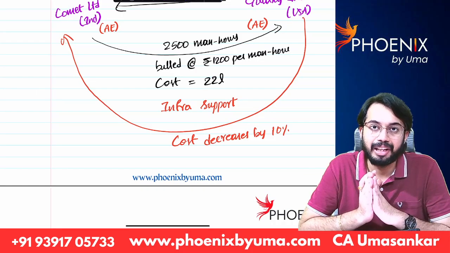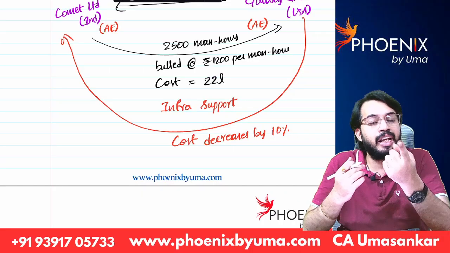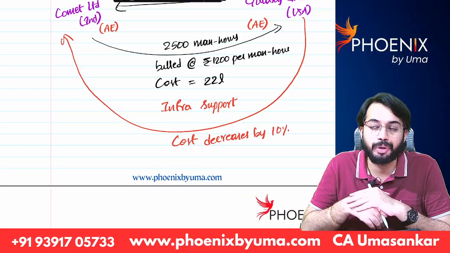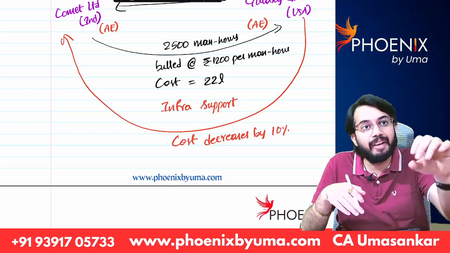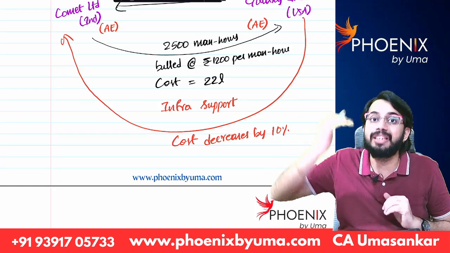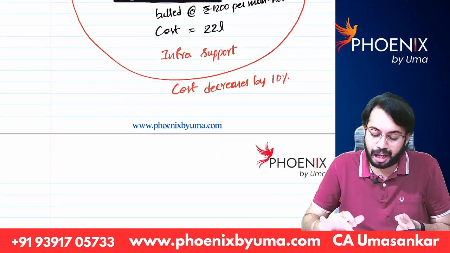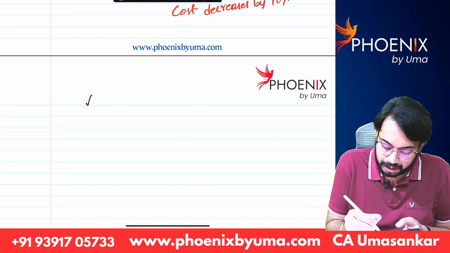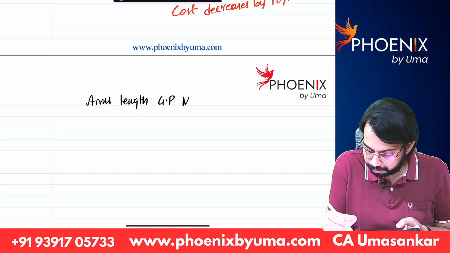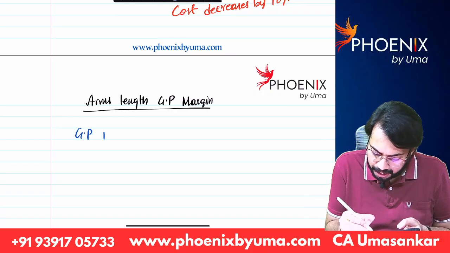Tell me one thing, if the same services are provided to an unrelated party, whether the unrelated party gives you infrastructure support? The unrelated party will not give infrastructure support. You have to buy the infrastructure. Whenever you buy the infrastructure, your cost increases. Whenever your cost increases, your GP margin decreases. So we need to calculate arm's length GP margin. Shall we calculate arm's length GP margin? So how much is GP margin in unrelated party transactions?